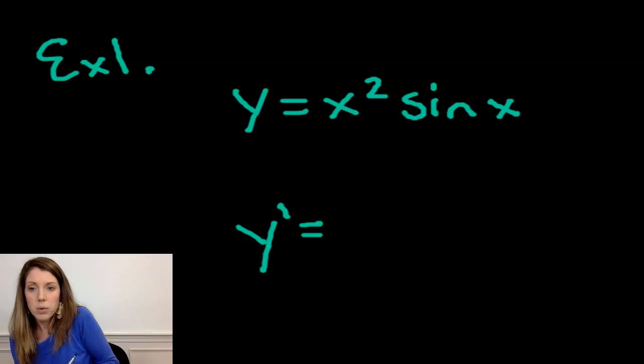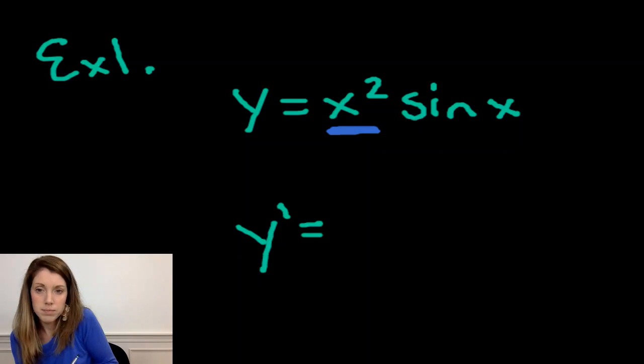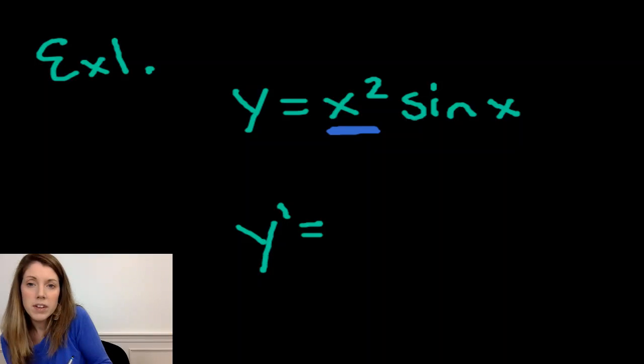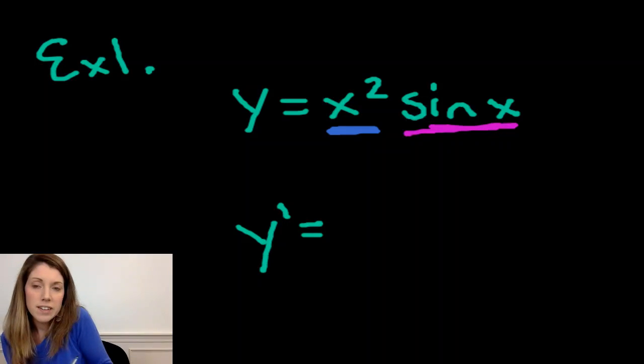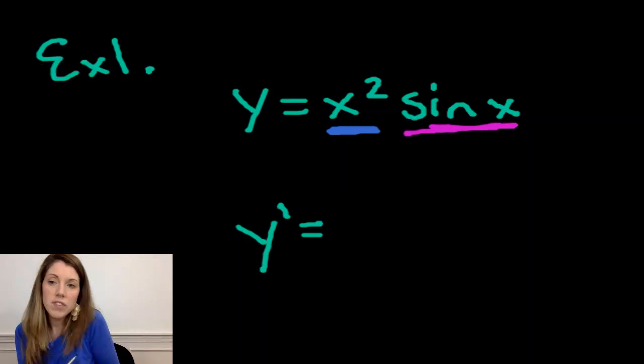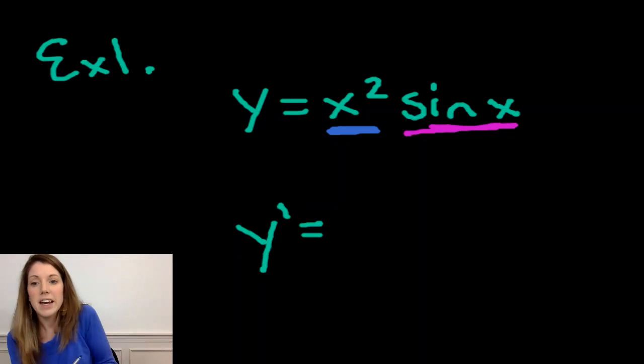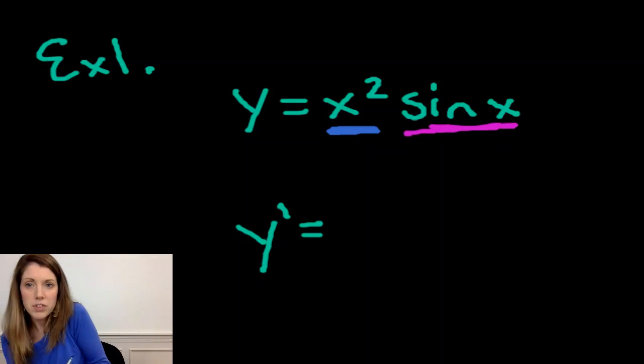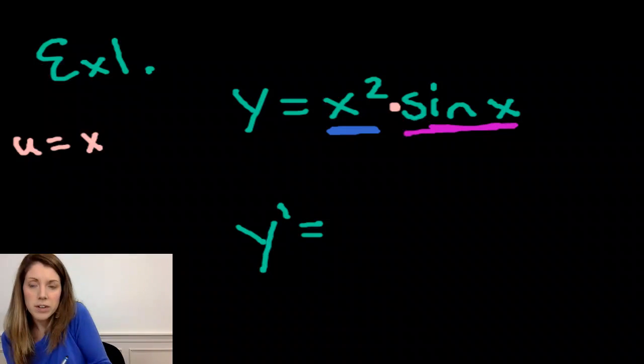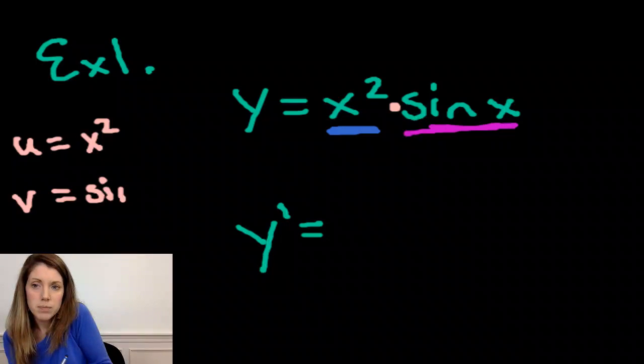So if you notice, what we have here is a u and, what other color can I use? We'll use purple. And a v. And if we have u times v, we can use our product rule. And let's set that up and see what happens. So we'll say we're going to use the product rule because we have two functions that are being multiplied. u is x squared, as we already said, and v is sine of x.